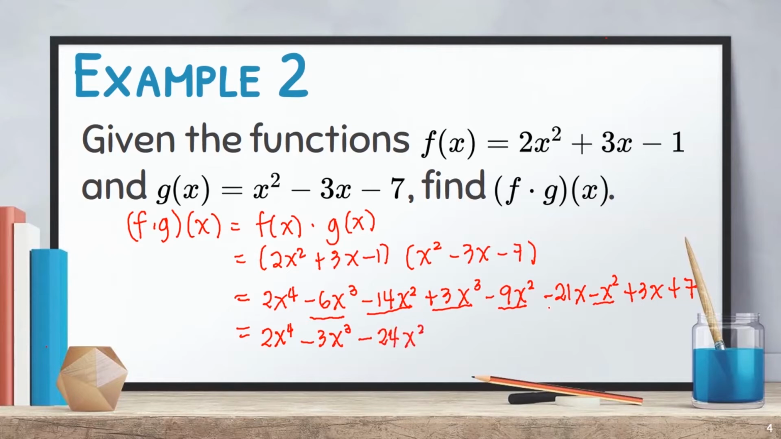Then we can combine negative 21x with positive 3x. So negative 21 plus 3 is equal to negative 18x. And then finally, since there is no other constant term, we can simply copy plus 7. So therefore, f times g of x is equal to 2x raised to 4 minus 3x cubed minus 24x squared minus 18x plus 7.